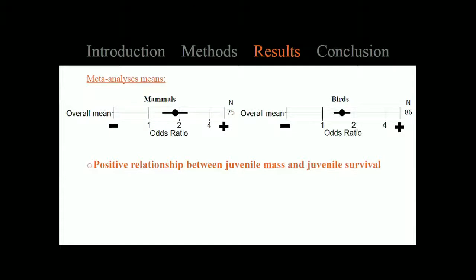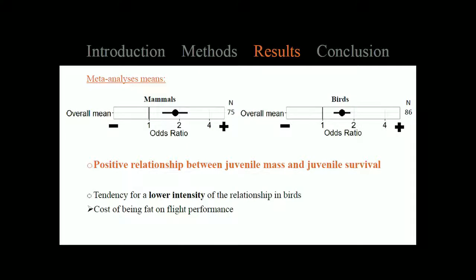What we see here is in terms of odds ratio. If the odds ratio is higher than 1, it means that there is a positive effect. So what we see here in mammals and in birds is that there is a positive relationship between juvenile mass and juvenile survival. And if we look closely at whether there is a difference between mammals and birds, it seems like in birds, the meta-analysis mean is lower than in mammals.